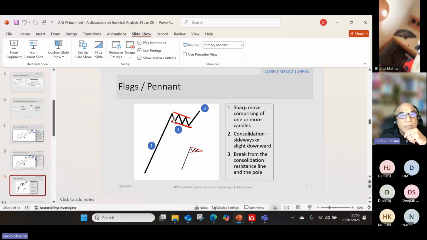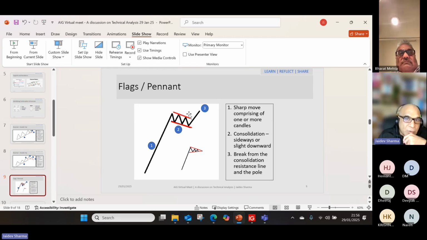And if some of the continuation patterns form, then adding is not such a bad thing, because then you are multiplying your profits. But then you have to be very careful at the point when the trend tires. You should be able to take some profits. So let us look at these patterns. These are called either flags or pennants. They are very similar in nature.